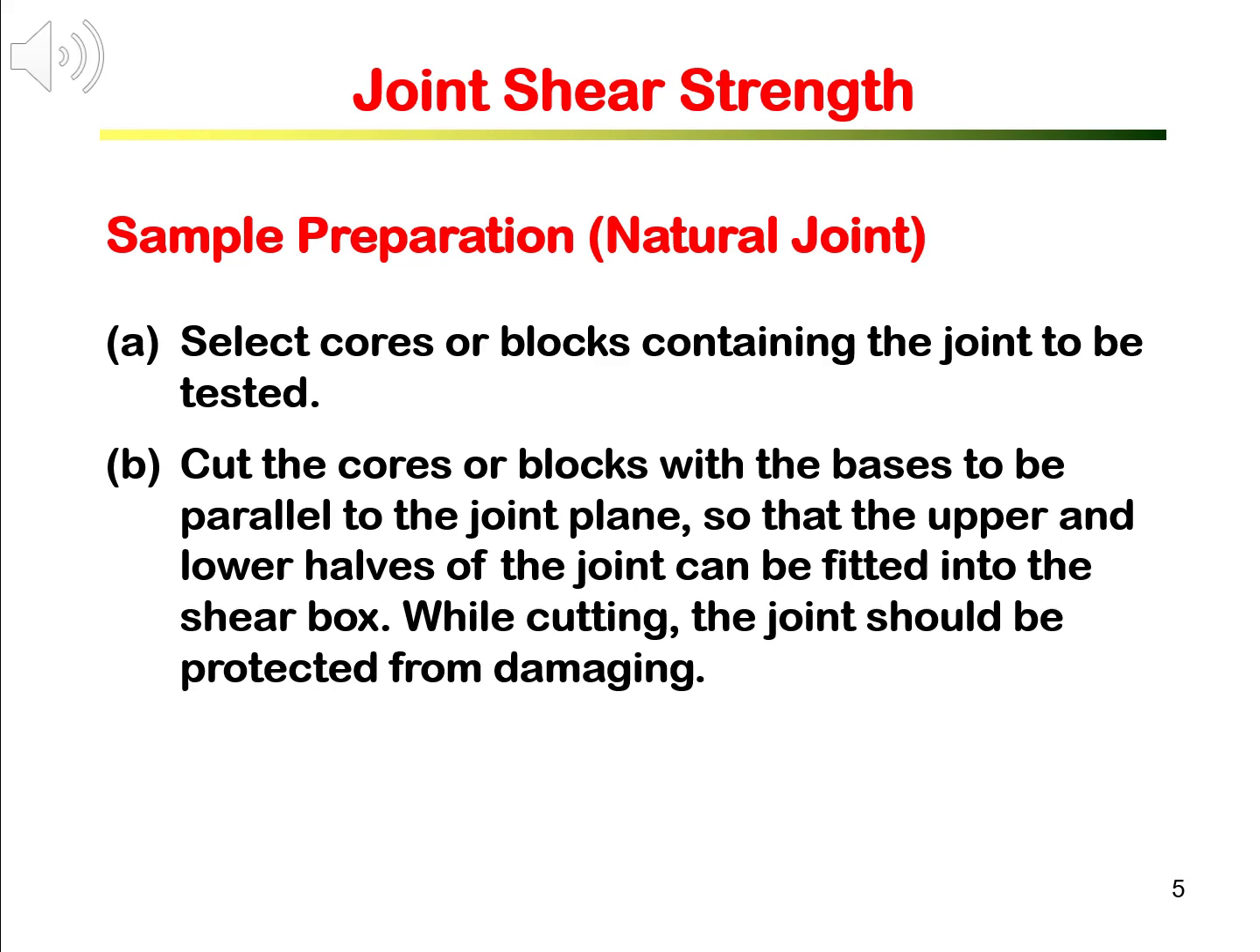Cut the core or blocks with the base to be parallel to the joint plane and the thickness to be smaller than the box. Make sure the upper and the lower half of the joint specimen can be fitted into the upper and the lower shear box. While cutting, the joint should be protected from damage, for example, by wrapping it up with tapes to prevent joint movement during cutting.